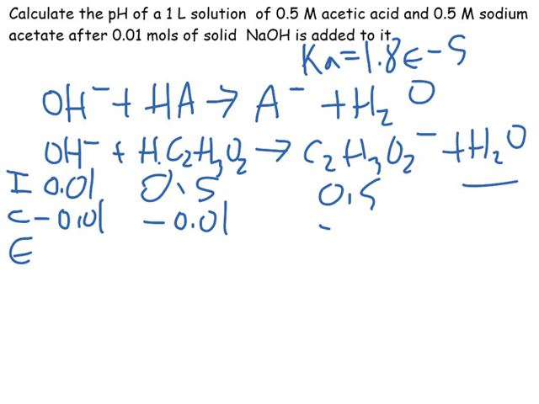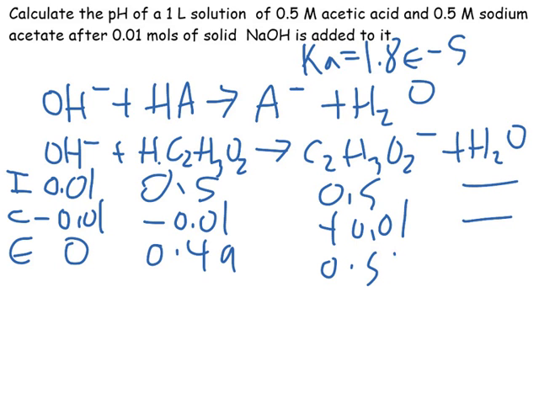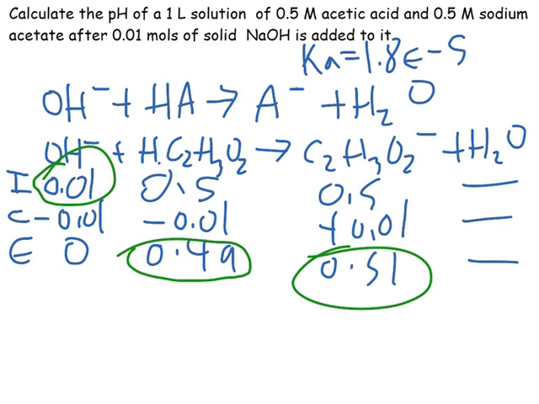Okay, so now we're looking for the equilibrium. That's going to be 0, 0.49, and 0.51. So in summary, the hydroxide reacted with the weak acid to form more of the conjugate. That's why the concentration of the weak acid is now less, and the concentration of the conjugate is now more. And we're going to use these concentrations to calculate the pH.